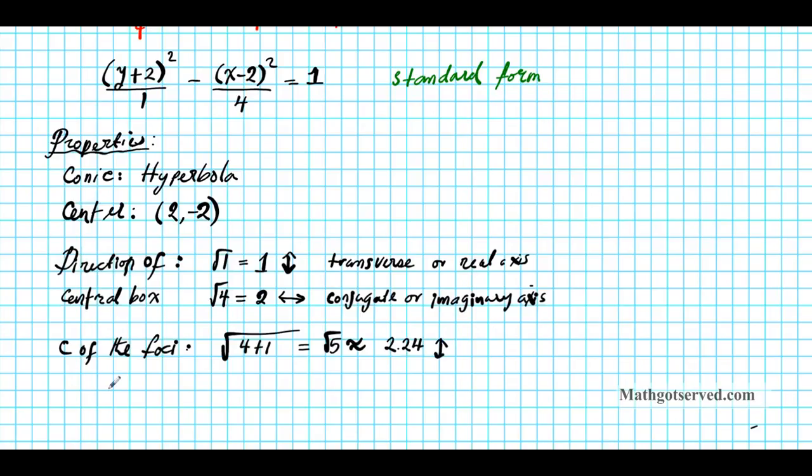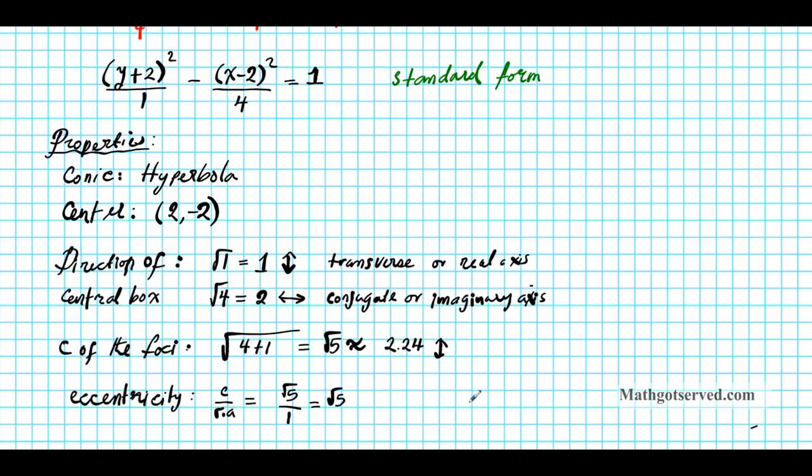All right, next thing we need to find is the eccentricity of our hyperbola. Our eccentricity is basically c of the foci divided by your real axis. So c of the foci is the square root of 5, divided by the real axis, which is 1. So our final answer is the square root of 5, or 2.24. So there goes our eccentricity.